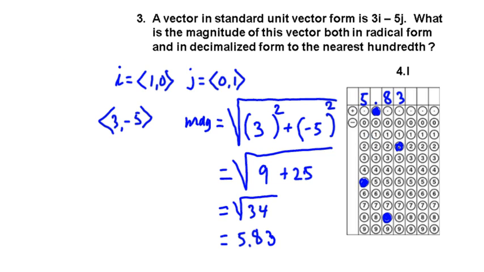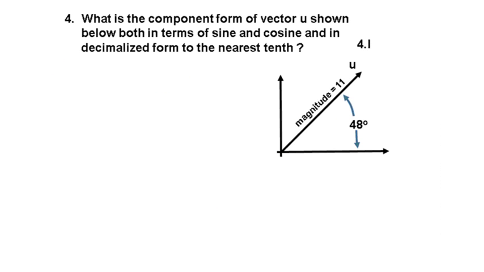Okay, there we go. Let's go on to problem 4. What is the component form of vector u, shown below both in terms of sine and cosine and in decimalized form to the nearest tenth?